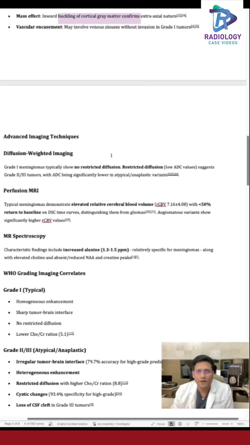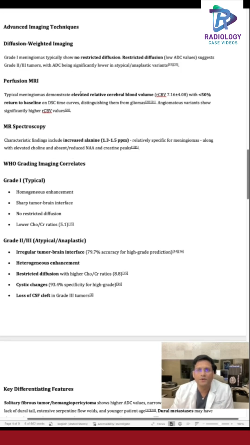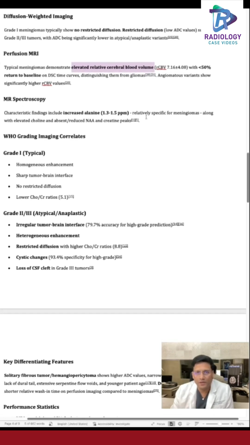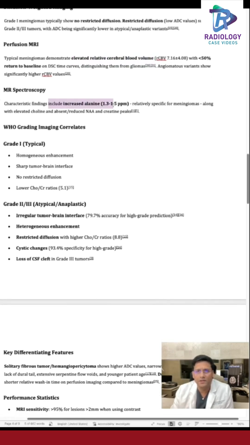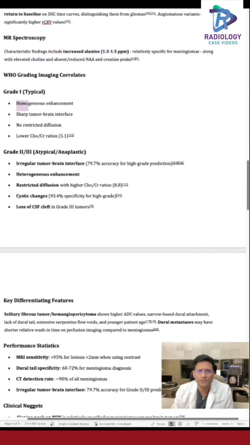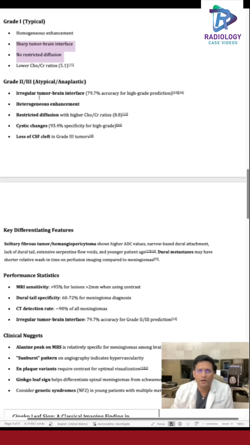Diffusion restriction is for grading of the tumor. In most meningiomas there will be increased rCBV, ranging from 7.16 plus or minus 4. There will also be an alanine peak seen in meningiomas, around 1.3 to 1.5 ppm. So the typical one shows homogeneous enhancement, a sharp tumor interface, and no restricted diffusion. Though there is some degree of necrosis, I call my case a typical meningioma, grade 1, easy to resect. There was no irregular interface.